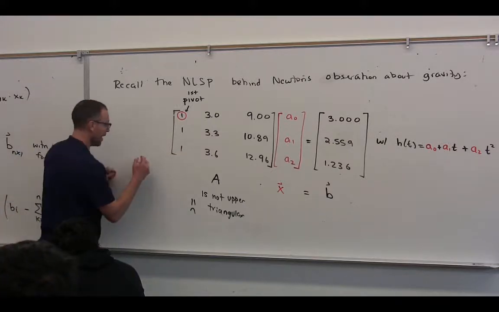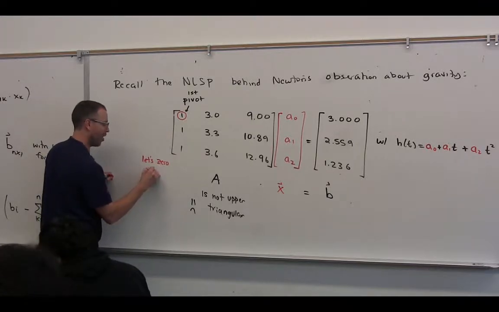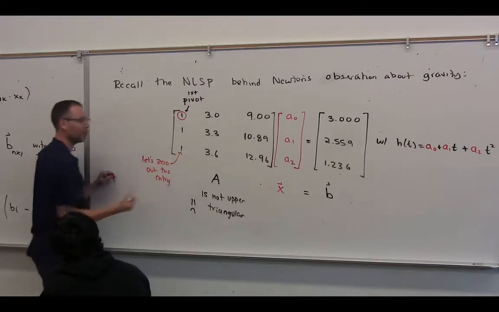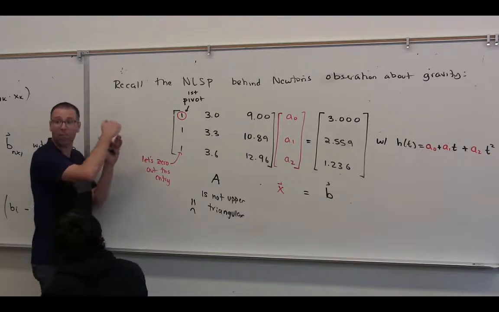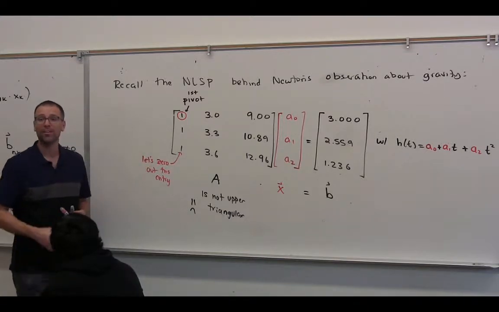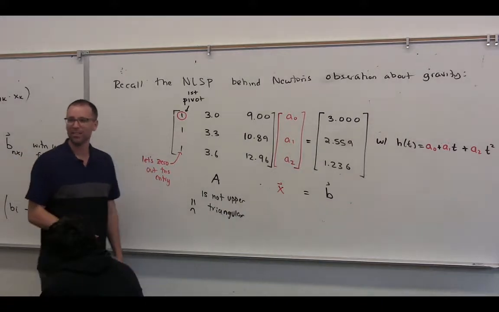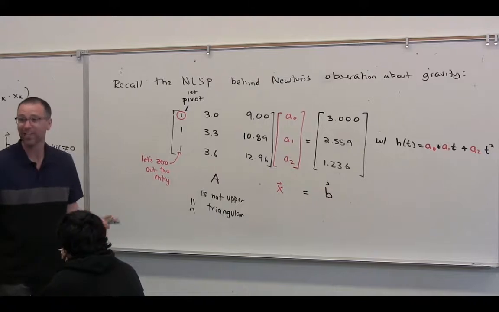Yeah, so let's 0 out this entry. Why would we want to 0 out this entry? Because if we had this thing in an upper triangular form, what would you all do? That's it. I can do that in my sleep. Maybe you couldn't do this in your sleep yet, but in a few weeks, right?